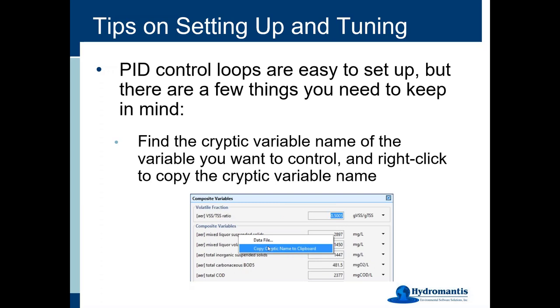So I realize I'm going on a bit longer than normal here, so I'll wind it up by giving you a few tips on setting up and tuning your controller. So the PID loops are pretty straightforward to set up. A few things you need to keep in mind. One of them is getting the correct cryptic variable name for your control variable. So make sure you do the methodology that I showed you earlier. Find the variable that you want to plot and just copy that by right-clicking on those words.